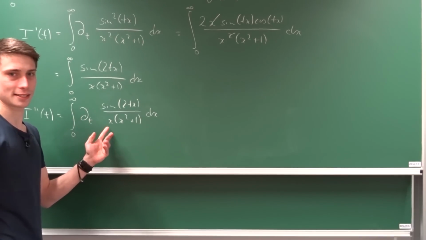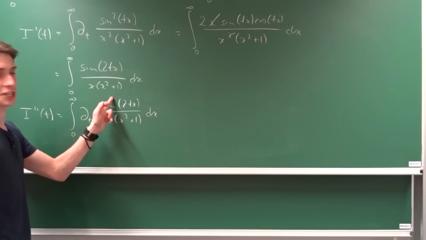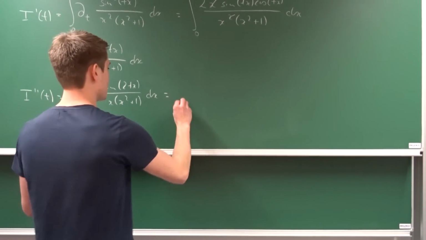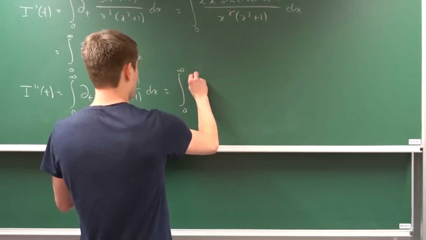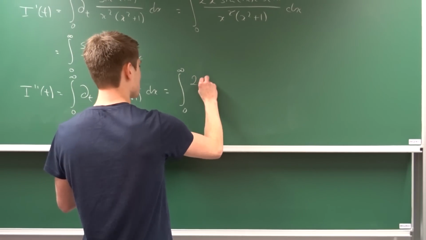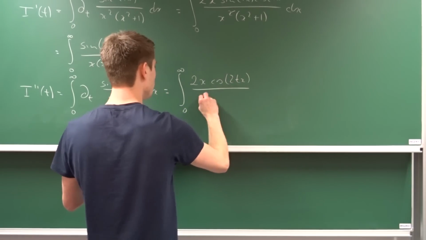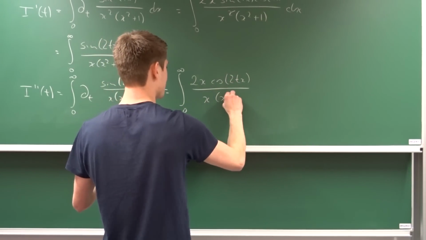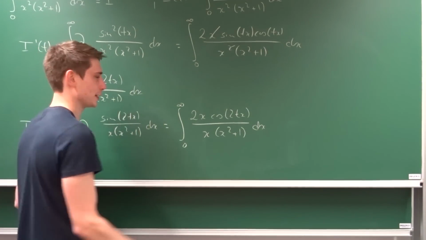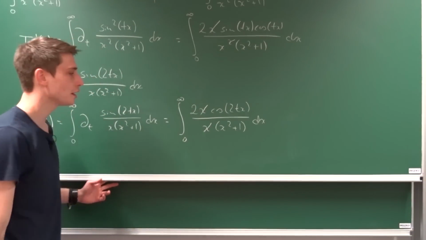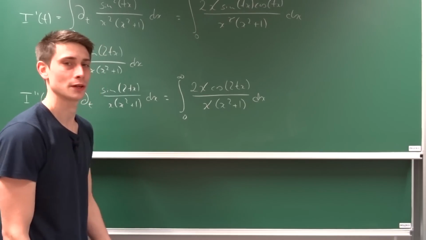1 over the denominator is independent of t, so we can bring it in front of the differential and we can just differentiate this numerator right here. So that's now the integral from 0 to infinity of, what are we getting? We are getting 2 times x times the cosine of 2tx over x times x squared plus 1 dx. Great thing. Doesn't that x cancel out? And we are at the next stage, my boys.